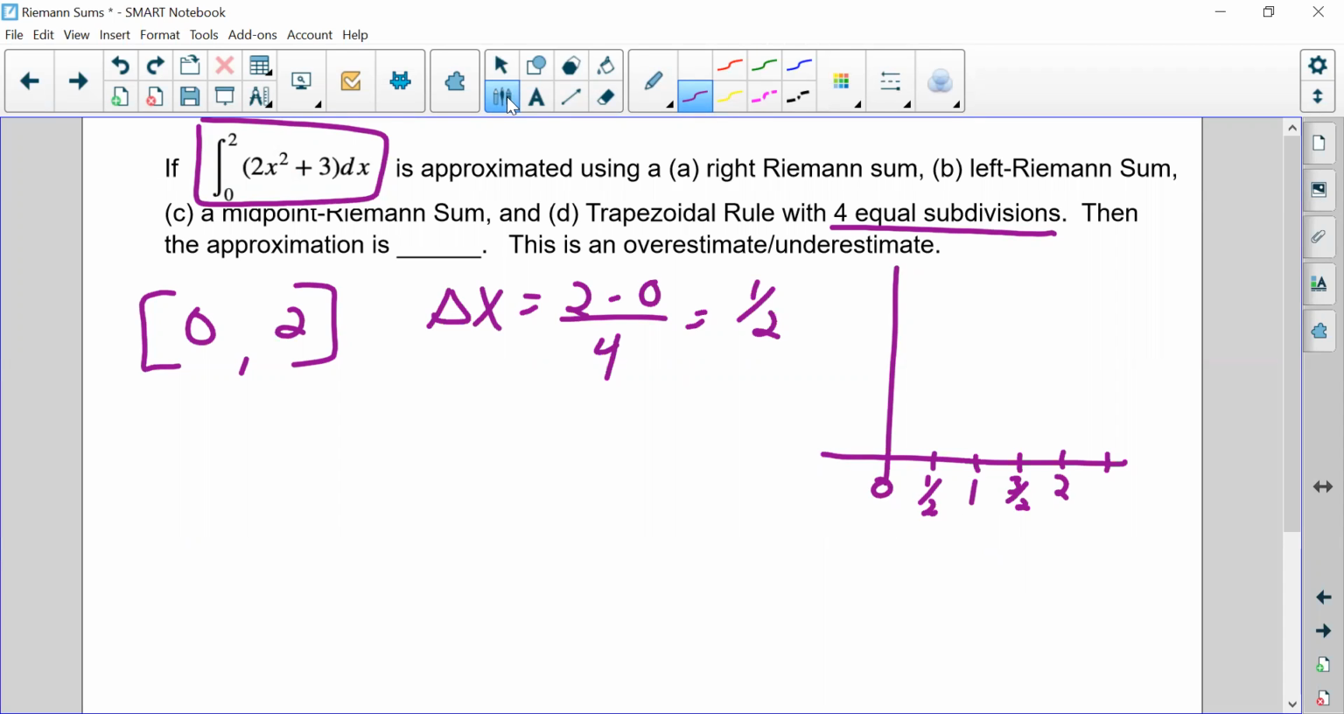Now we're going to do A. We're going to find our right-Riemann sum. So since I have a delta x, I can bring it out to the top. And then what am I going to multiply by? My function value at what x? So right-Riemann sum.